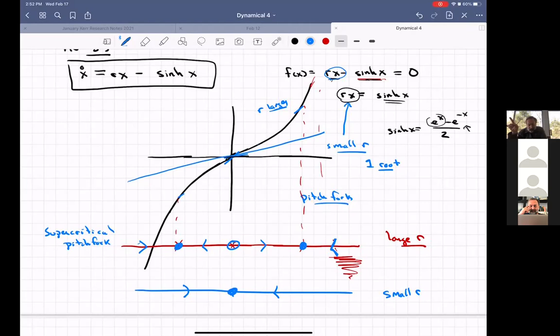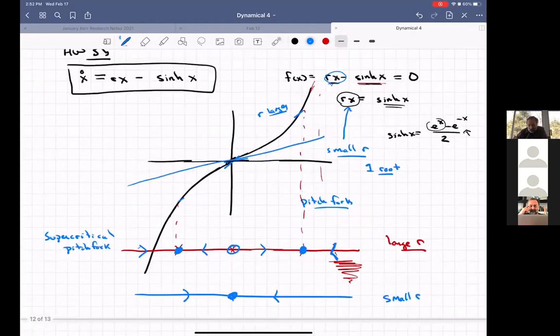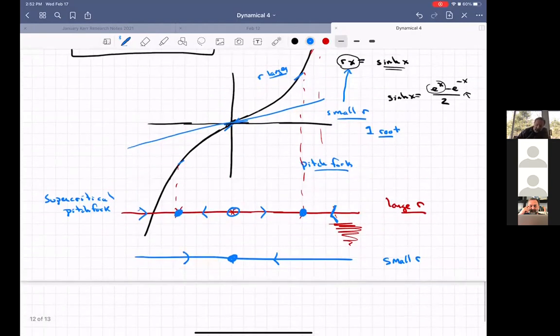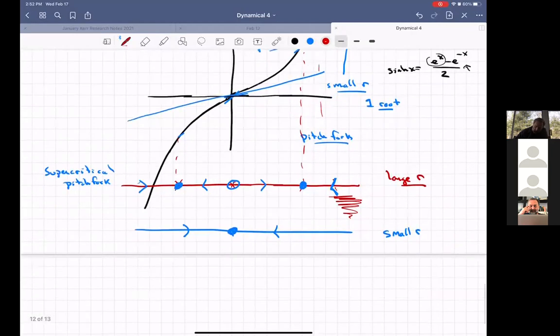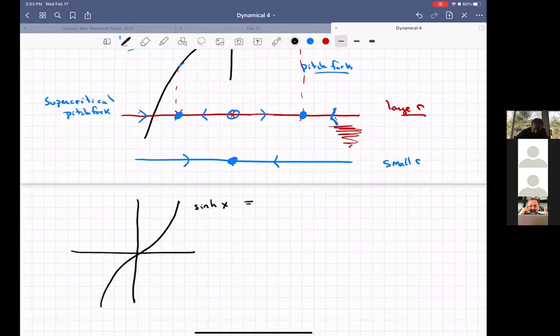Everybody good so far? Yep. But I can do one more thing. I can find the value of r for which that happens. See, there's a value of r for which rx and the sinh line up. So here's the sinh, right? So this is the sinh of x. So that again was e to the x minus e to the minus x over 2.